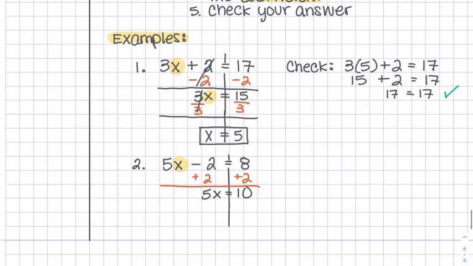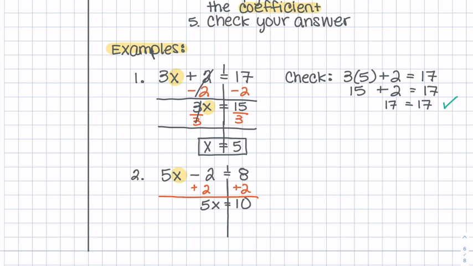Step 4 is multiply or divide to eliminate the coefficient. The coefficient is 5. 5x means multiplying. I'm going to divide on both sides, okay? And these cancel out. I'm left with x equals 10 divided by 5, which is 2.